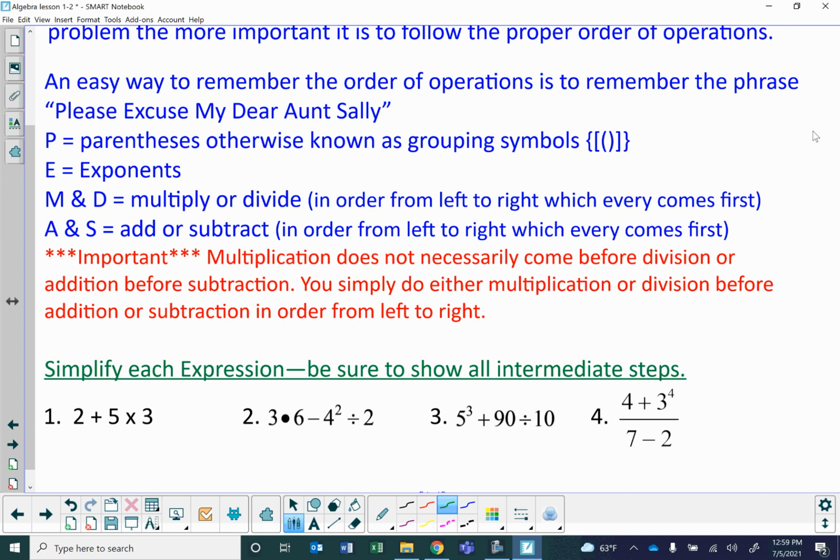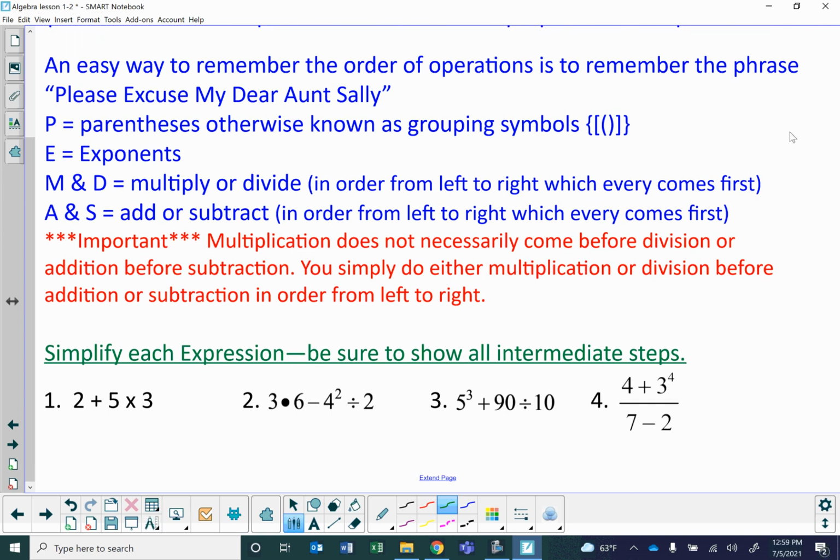Same thing happens with addition and subtraction. You do addition and subtraction next, and you'll either add or you'll subtract in the order in which comes first from left to right. That's why that little important thing is in red here. Multiplication does not necessarily come before division or addition before subtraction. You simply do either multiplication or division before you do addition and subtraction from left to right. So let's look at a few problems so that we can make sure we are understanding how to do these.